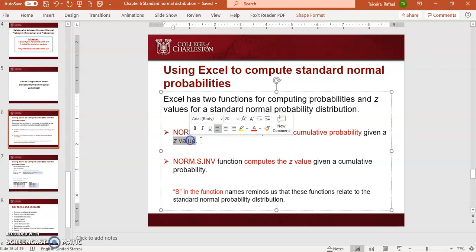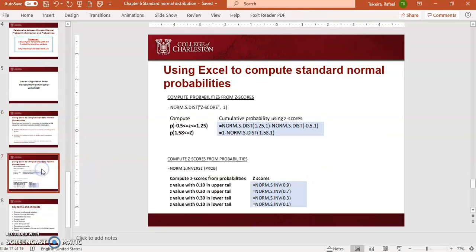Let's say I have a z-score and I want to find the probability. And then we have NORM.S.INV, which gives us the ability to compute a z-score, a z-value based on a cumulative probability. So let's take a look at the kinds of problems we can have.